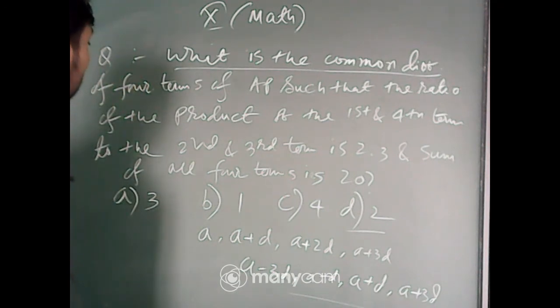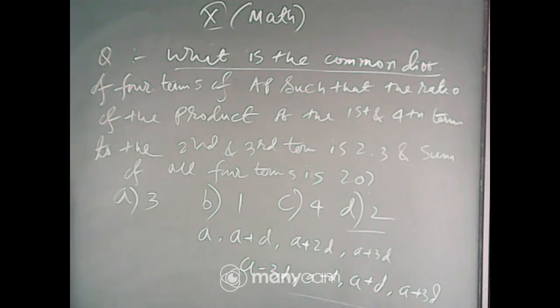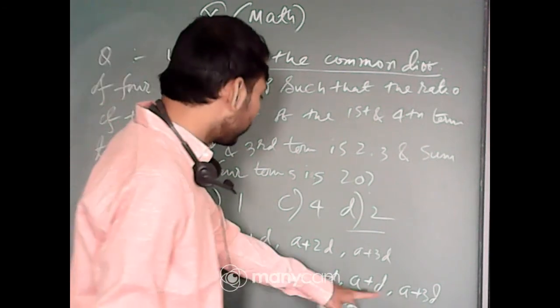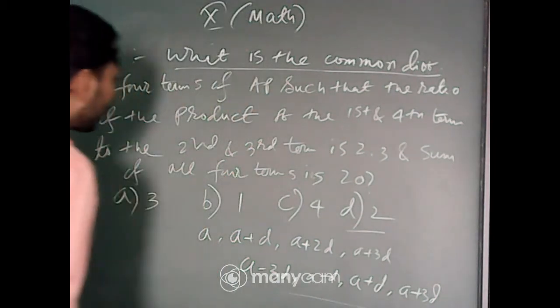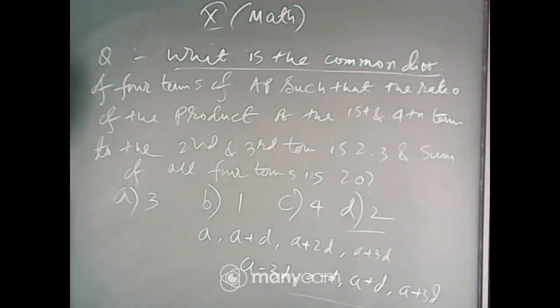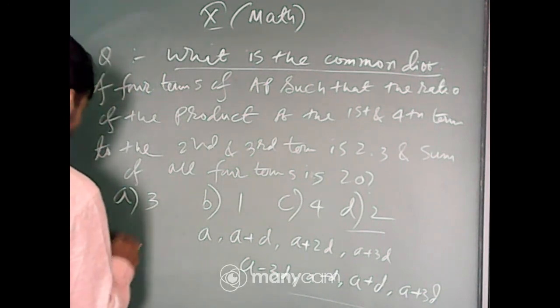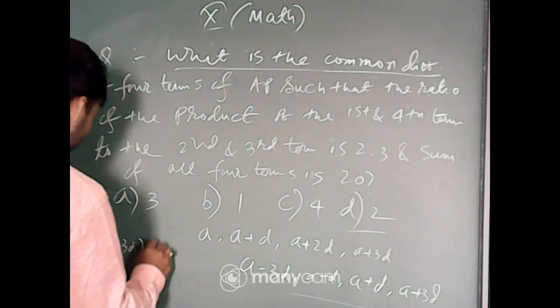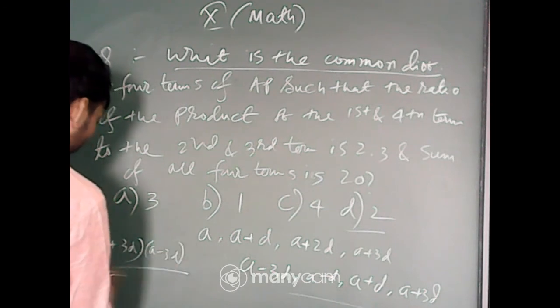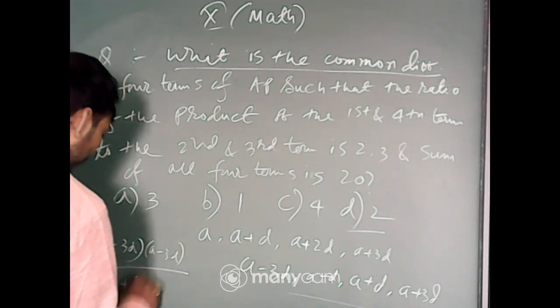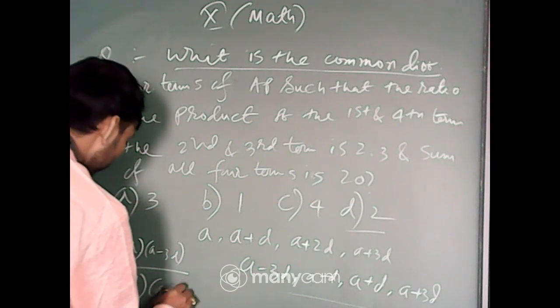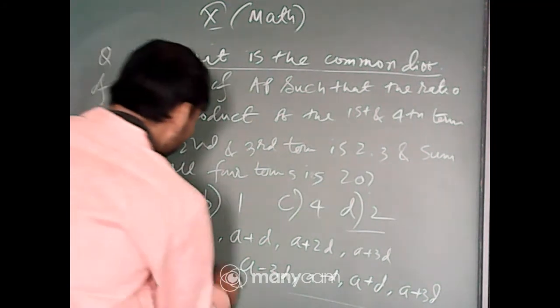Here the sum is given to you. Sum of all four terms is given to you. So whenever you are adding these terms, it will give you 4A equals to 20, A equals to 5. Isn't it? A equals to 5. Now A plus 3D into A minus 3D by A plus D into A minus D, that is 2 by 3.